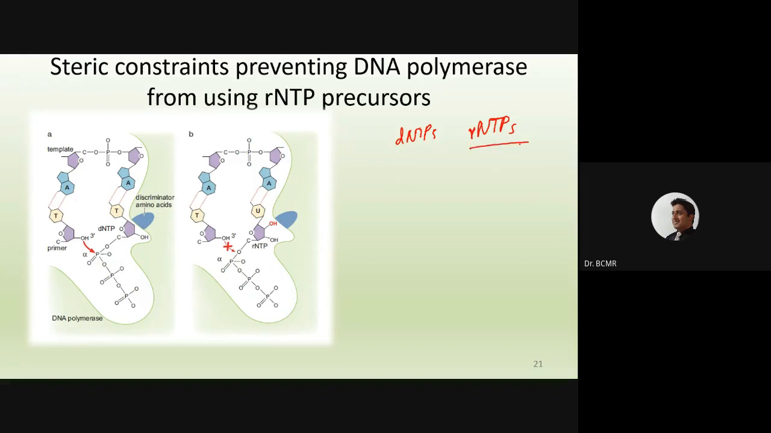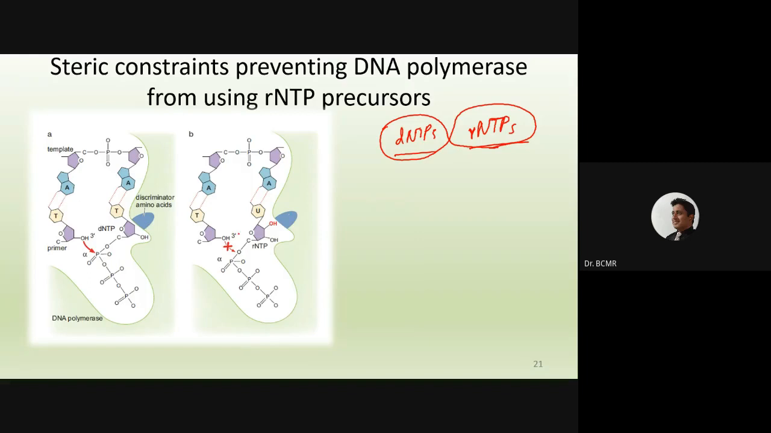The problem is they are very structurally similar, like we discussed last time. And the second thing is that RNTPs are at least 10 times more concentrated than DNTPs. Then how does DNA polymerase fit together? Because the difference between RNTPs and DNTPs is very little.